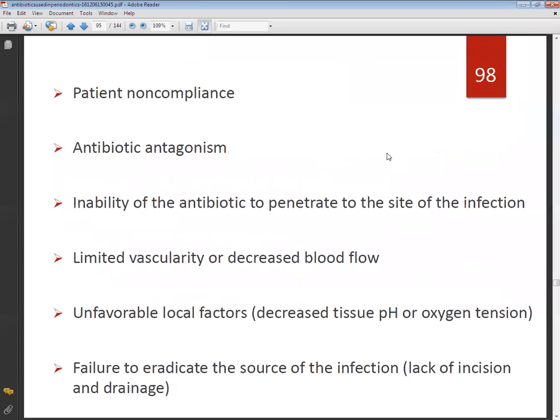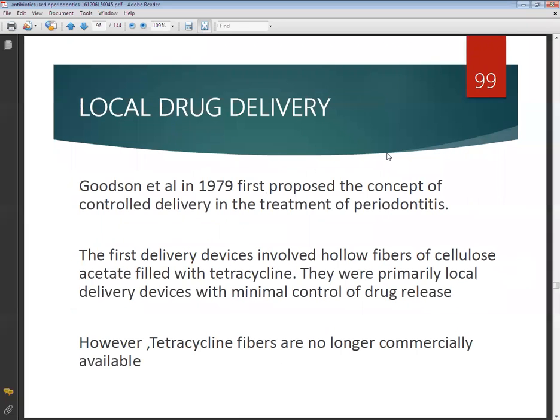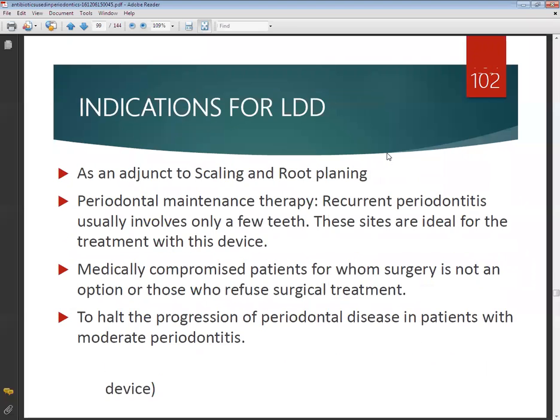Now coming to local drug delivery. Some local administration of drugs is also done with the help of local drugs. Goodson was the author who first used a drug for local administration. What are the indications of local drug delivery? It is used as an adjunct to scaling and root planing, in periodontal maintenance therapy, in medically compromised patients, and to halt the progression of periodontal disease in patients with moderate or severe periodontitis.